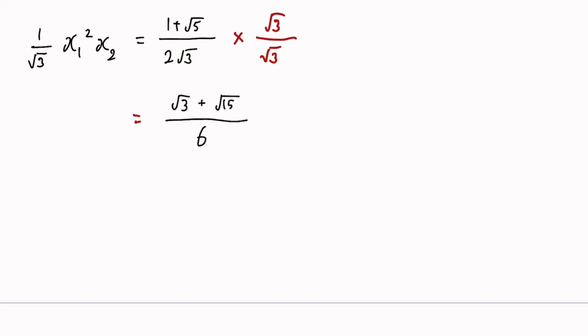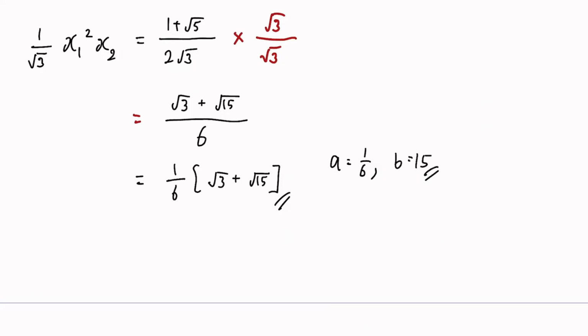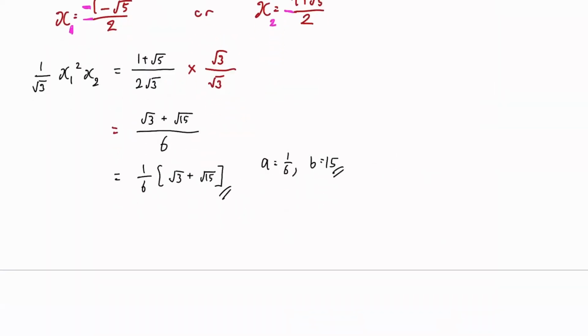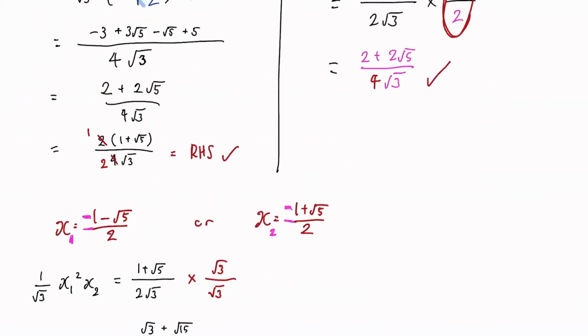Oh my goodness, it's very annoying. Then you get 1/6 multiplied by square root of 3 plus square root of 15. Then we're done. Okay, A equals 1/6, B equals 15. Okay, good. Finally done. Then that's it for this paper already.